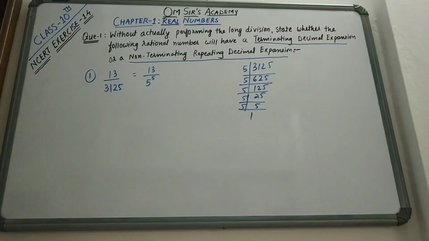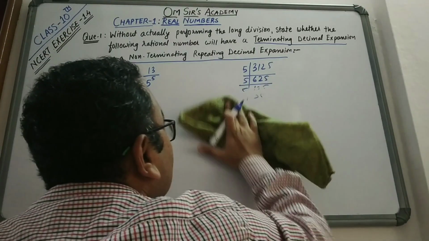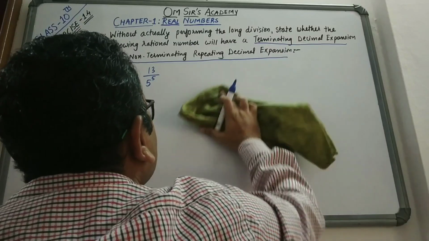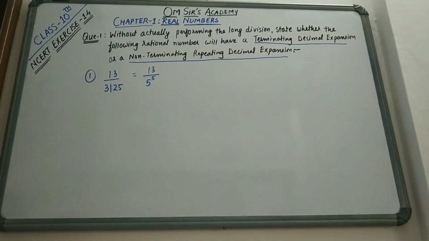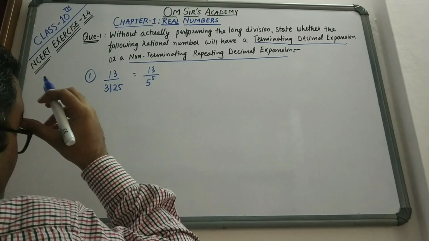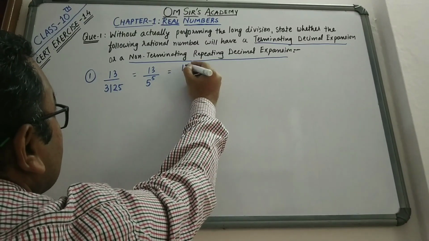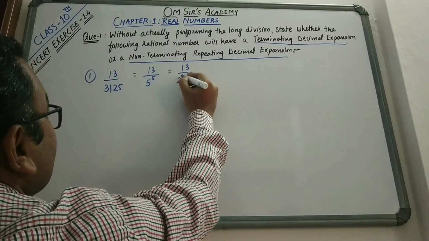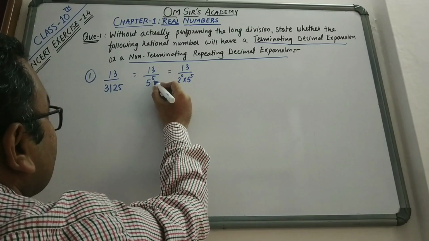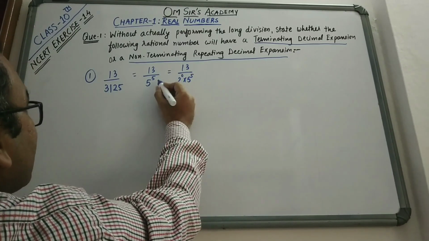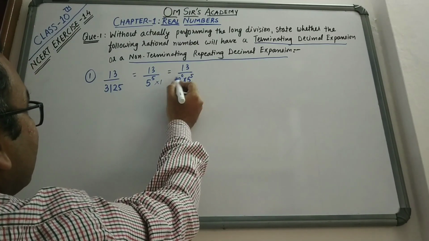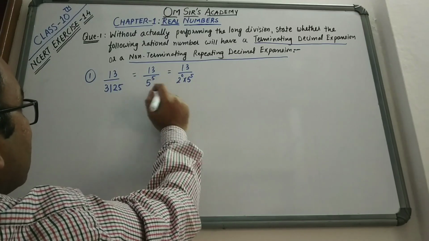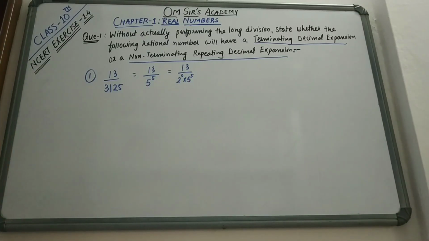So here what is your q? q is 5 raised to 5. Is it clear? So it can be expressed as 13 upon 2 raised to 0 into 5 raised to 5. Here there is no 2 present, so we can write 2 raised to 0, and anything raised to 0 is 1. So we can express it as 2 raised to 0 into 5 raised to 5 also.